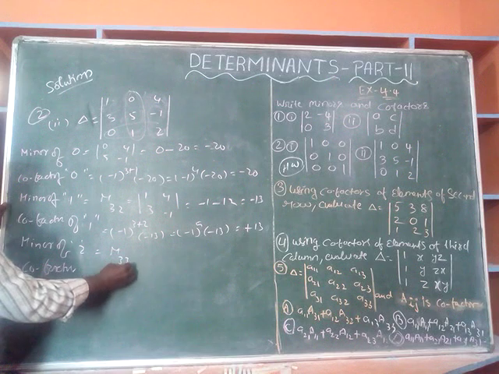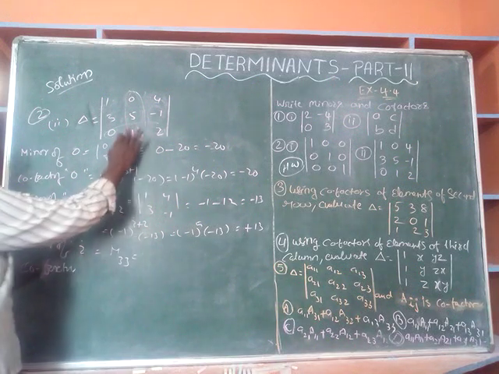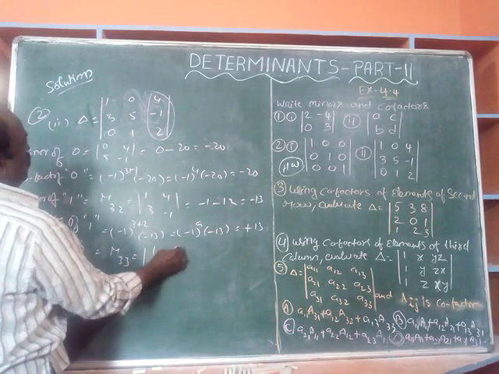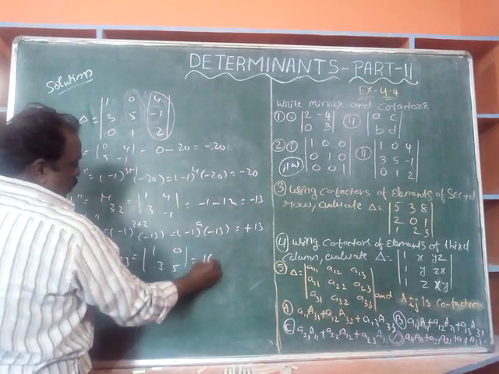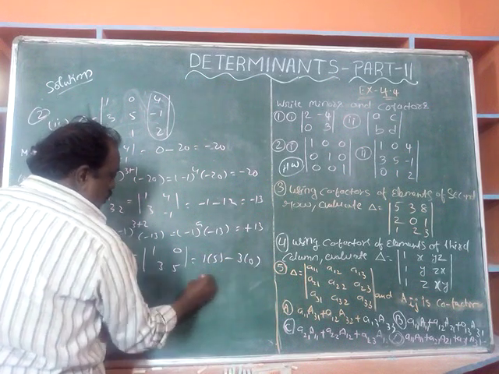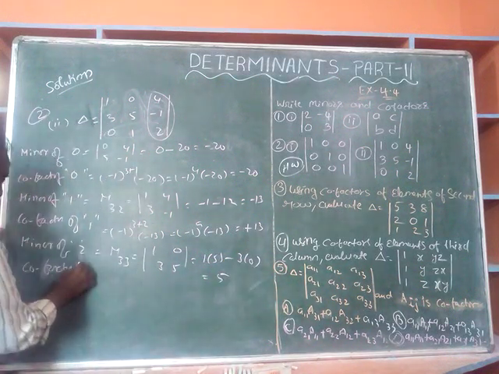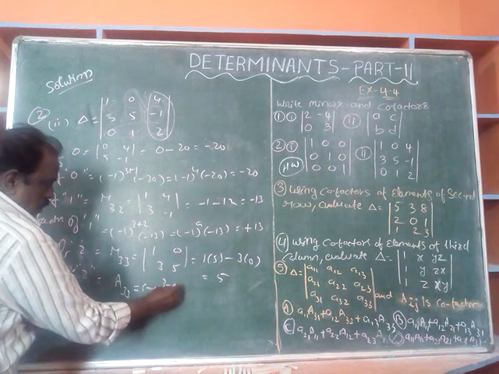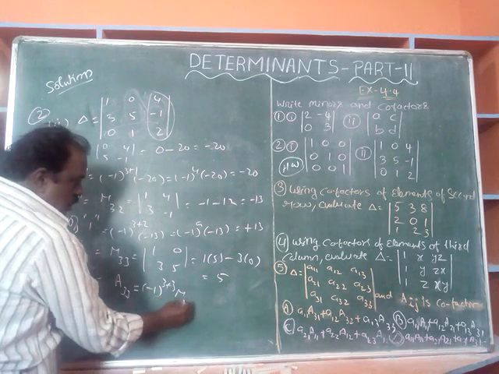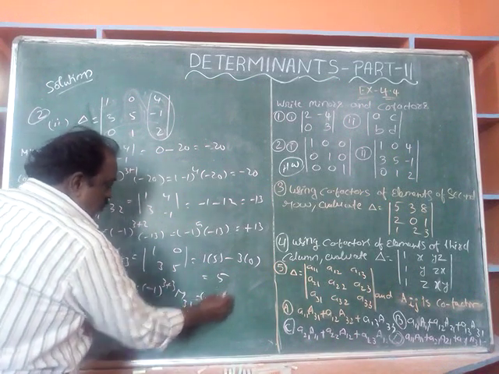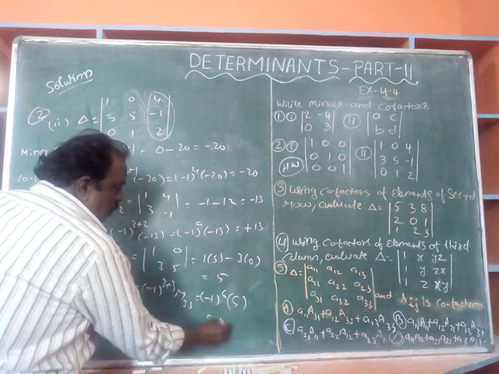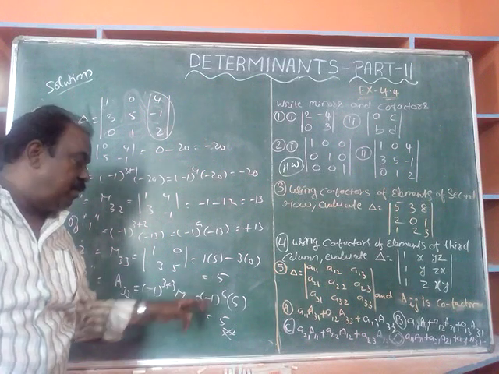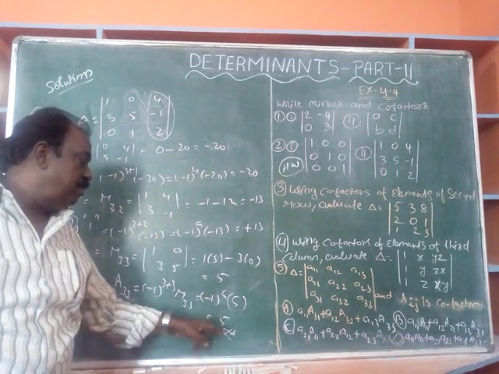The last one. This is M33. After deleting the row and column, we get 1 0 3 5. It is 1 into 5 minus 3 into 0, which is 5. The cofactor of 2 is A33. That is minus 1 power 3 plus 3, its position, into M33. This is minus 1 power 6 into 5. It is 5 only, because minus 1 power even is plus 1. 1 into 5 is 5.